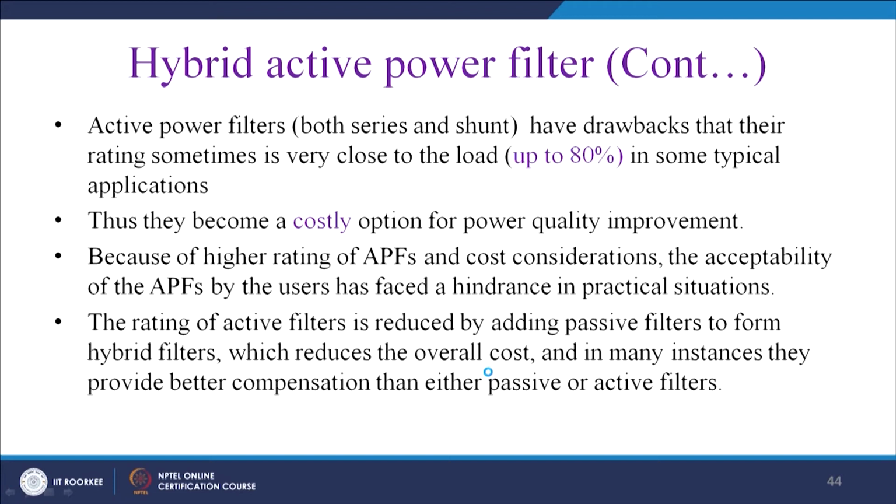So, now the hybrid active filter. Active filters, both shunt and series, also have a drawback, mainly due to the rating of the switches, because the switches are required to have a very high rating, and their rating is very close to the load, up to 80% in some typical applications. Thus, they become costly options, and the power quality solutions also become costly, and the customer does not want to take such costly solutions. Because of the higher rating and cost considerations, the acceptability of the active power filter by users has faced hindrance in practical situations.